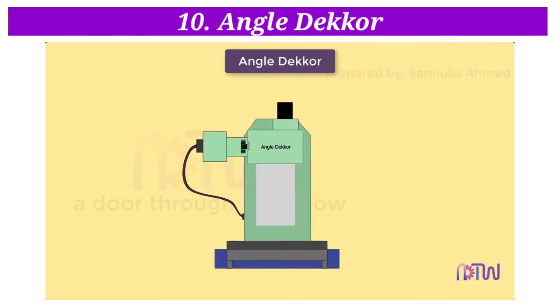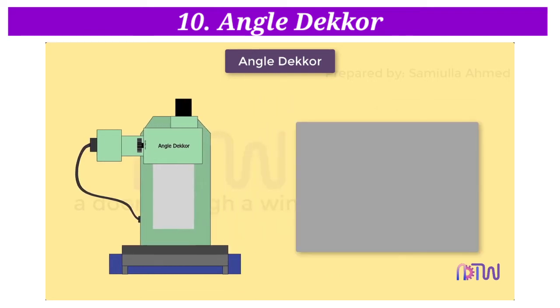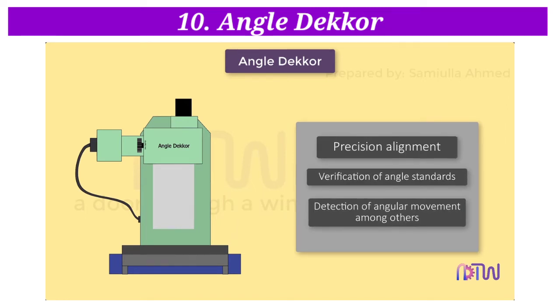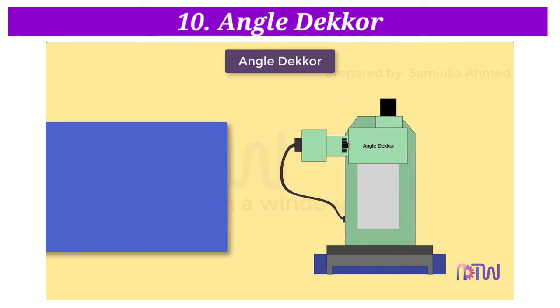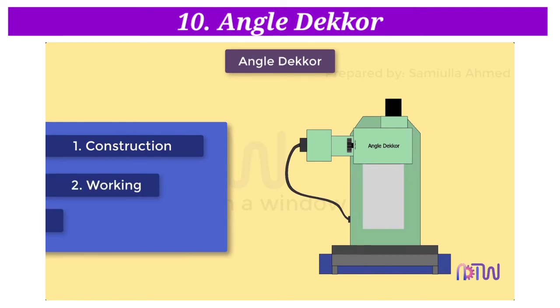Angle Decker. Angle Decker is a small variation of the autocollimator. This instrument is used to measure small angles with a high degree of precision. It is used for various applications, such as precision alignment, verification of angle standards, and detection of angular movement, among others. This video will cover the following about the Angle Decker: 1. Construction. 2. Working. 3. Uses.